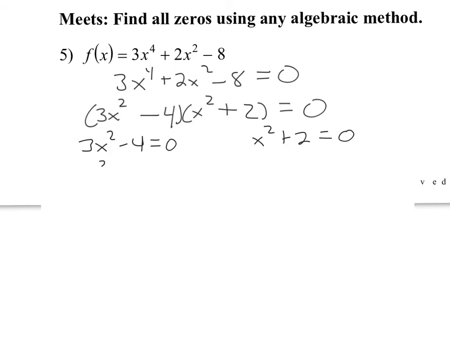This one here, we're just going to go 3x squared equals 4. Then we're going to divide by 3. And then we're going to take the square root. If we square root both sides of this, we get x equals plus or minus square root 4 over 3. Not a terrible answer. We'll clean that up here in a second. Let's go to the other one, though.